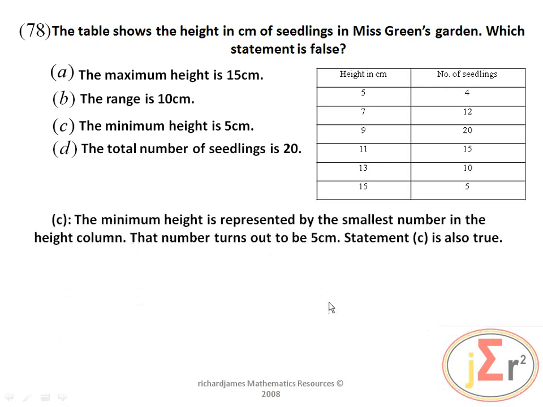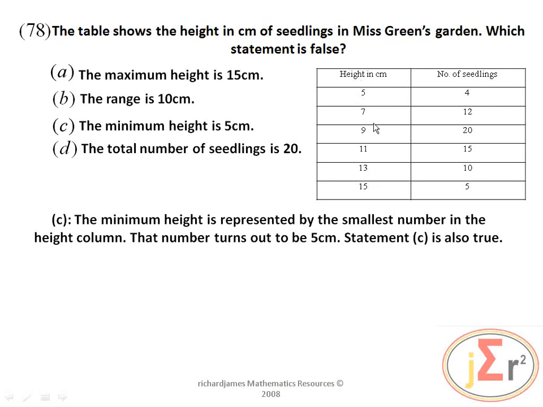The minimum height is represented by the smallest number. Of course, we're looking at option C, which says that the minimum height is 15. So the minimum height is represented by the smallest number in the height column. That number turns out to be 15 centimeters. Statement C is also true, because this is the smallest number in the height column.